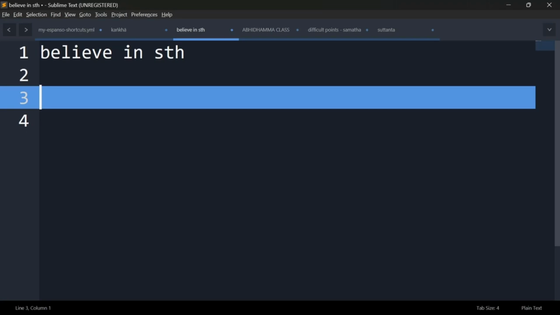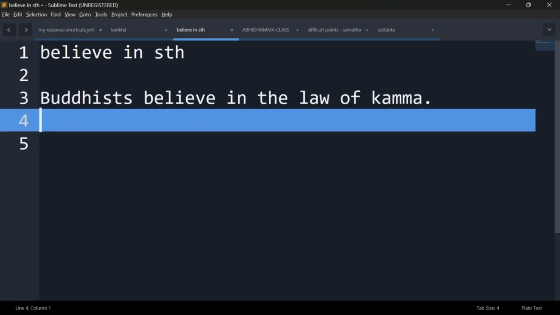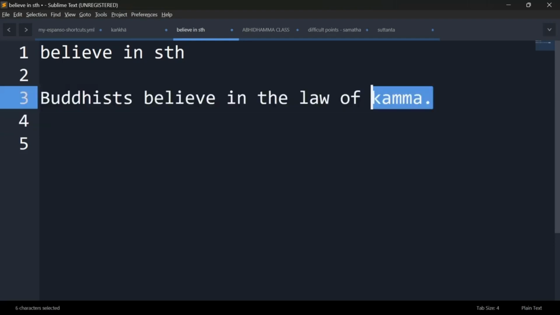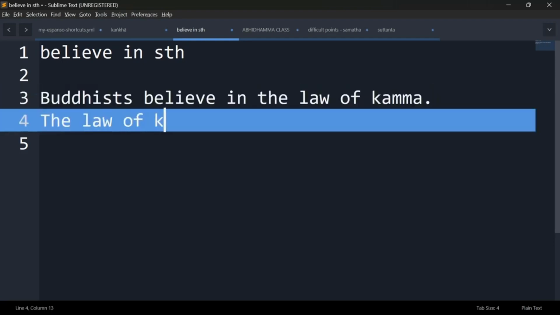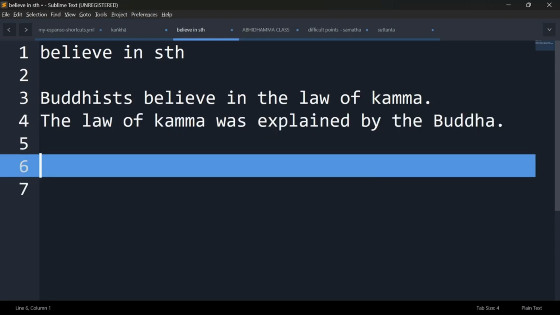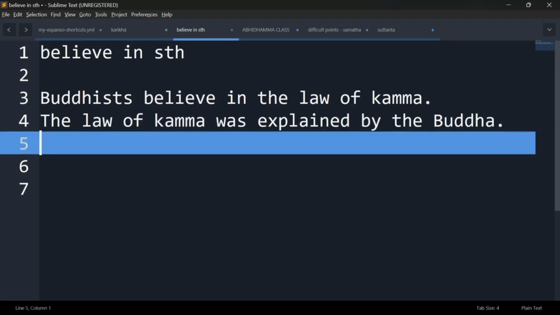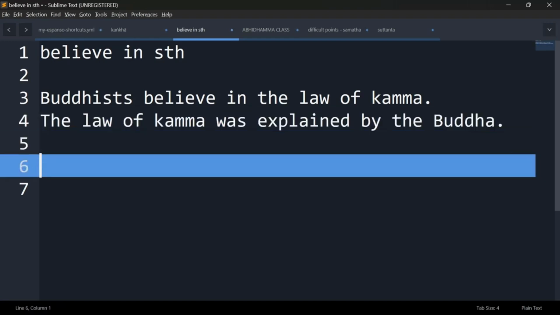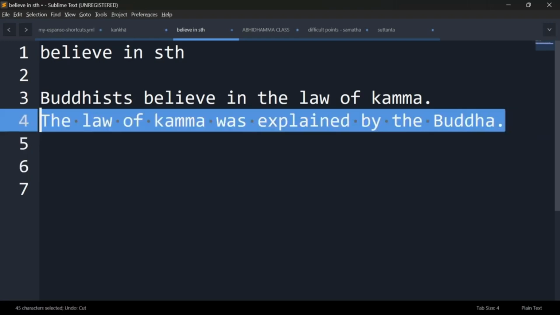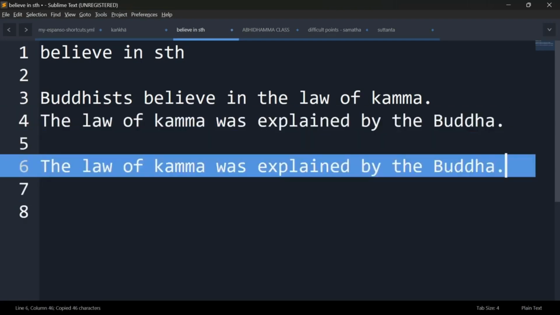Buddhists believe in something. Buddhists believe in the law of karma. Okay. Now let's take the law of karma and make a sentence with it. The law of karma was explained by the Buddha. Now let's try this, you see? It's a different position from the first. So now, I want to use this one as a main clause, otherwise my purpose will not match, okay? Both could be the main clause, but here for this exercise, we need to take this one as the main clause, okay? So, the law of karma was explained by the Buddha.